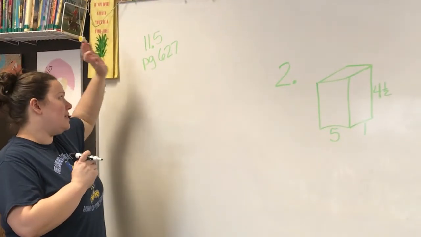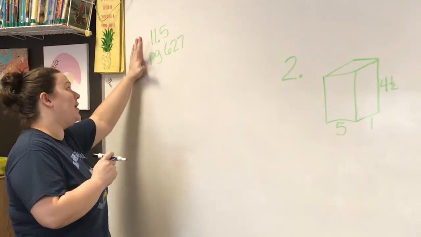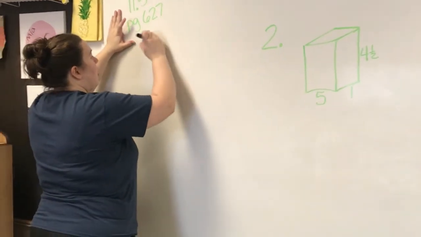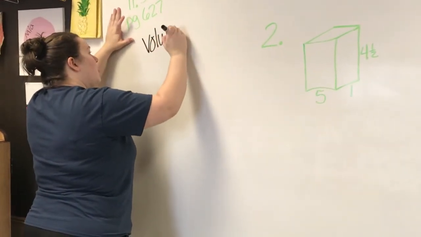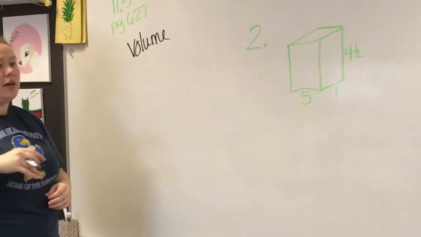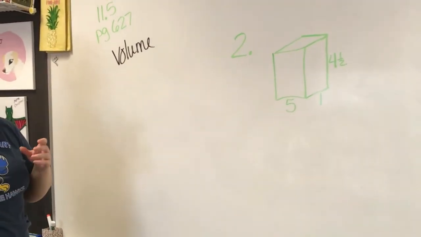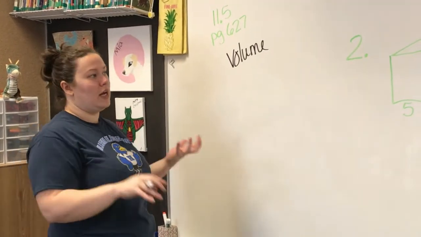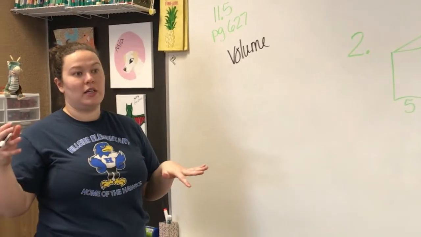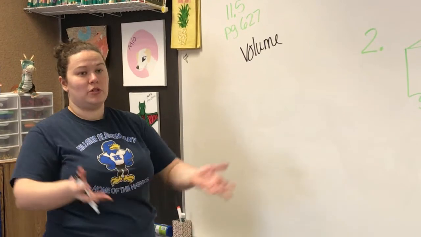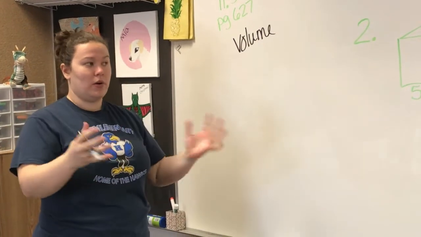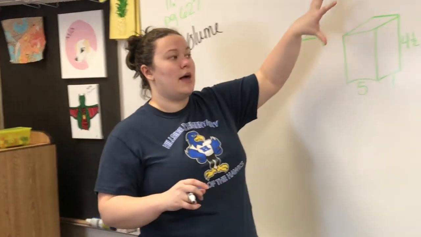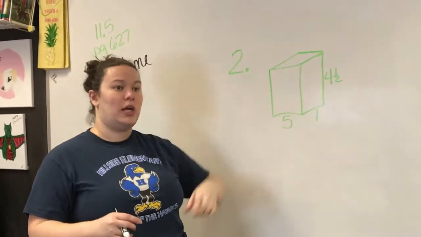We are on lesson 11.5, page 620 in your book, and today's lesson is on volume. So we started out with finding the area of a shape, then we morphed into finding the surface area of the shape, and that's like wrapping paper going around. And now we're talking about volume, and volume is how you fill the shape.